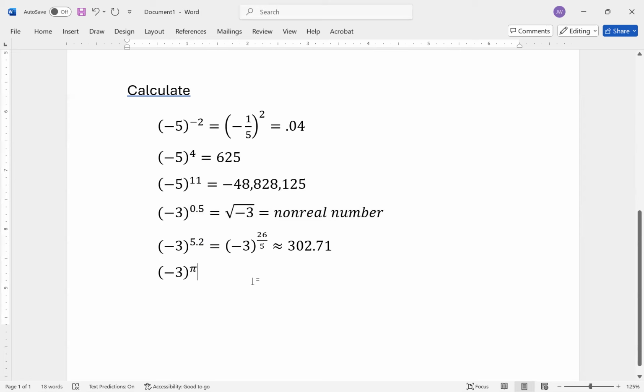Now, on the other hand, if we take something to the pi power, this also is a non-real number. -3 raised to the pi power, that's a number that's not real. So the point here is that while some exponents will work if our base is negative, not all exponents work when our base is negative. A lot of times we end up with non-real numbers.